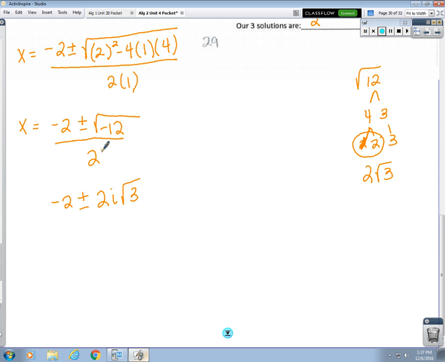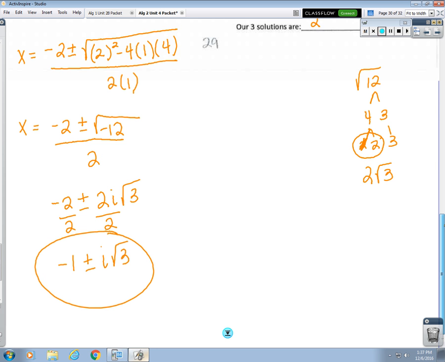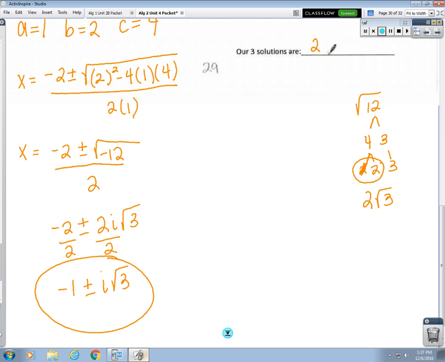And then at this point, what I would do for simplifying purposes is I would break this 2 and put it under both, because then you'll see that that becomes a negative 1, and this becomes a 1i square root 3. So those are your other two solutions. Okay, so your second solution is negative 1 plus i root 3, and your third solution is negative 1 minus i root 3.